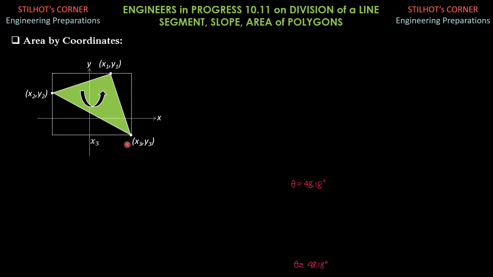So this is x3 minus x2, right x minus left x. This is upper y minus lower y, so y1 minus y3. Then x1 minus x2. This is y1 minus y2. This is x3 minus x1.